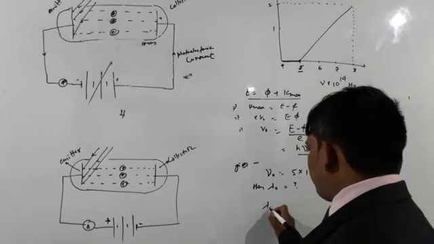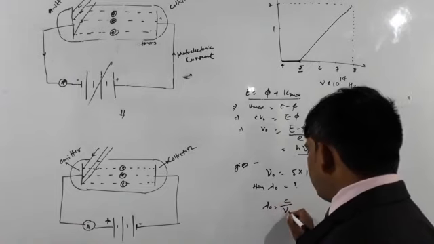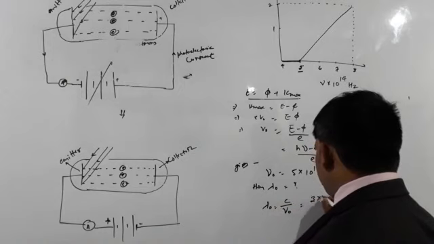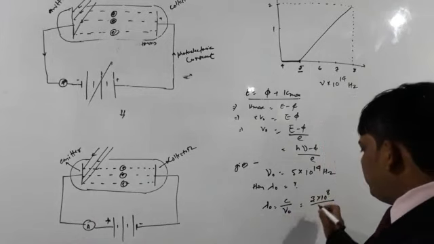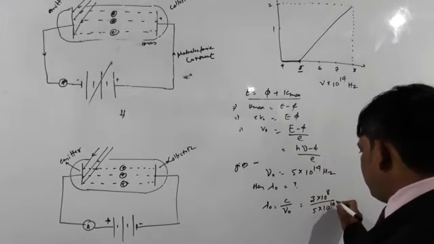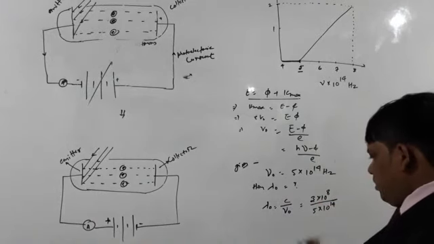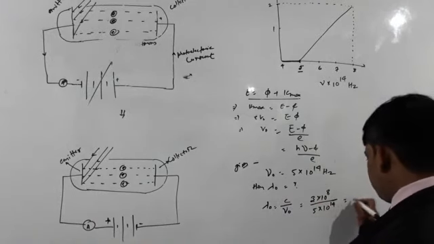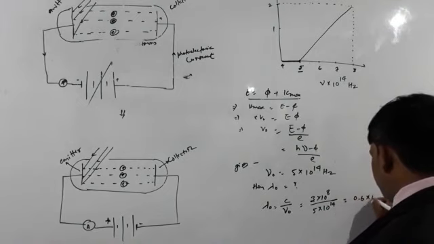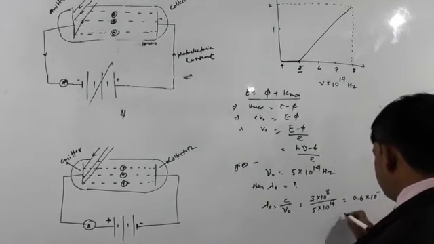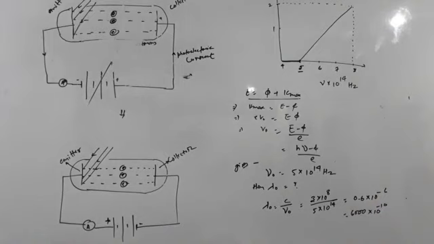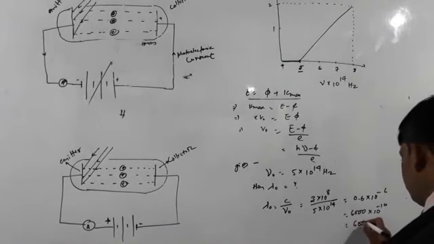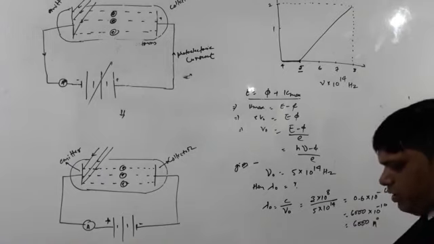Threshold wavelength lambda naught will be equal to c by nu naught. So this is equal to 3 into 10 to the power 8 meter per second. This is nothing but the speed of light, and nu naught is given as 5 into 10 to the power 14. This is equal to 0.6 into 10 to the power minus 6, which is equal to 6000 into 10 to the power minus 10, that is, 6000 angstrom. Hence, option B is correct.